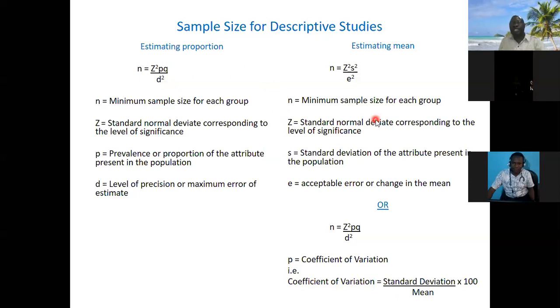Then when you come to this side, you see it looks funny, but it's the same thing. It's still the same maximum error of estimate. But to be able to conceptualize it, is it an acceptable error or change in the mean? Because what you have here is standard deviation, and what you have in the denominator will be the mean.